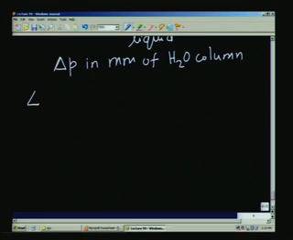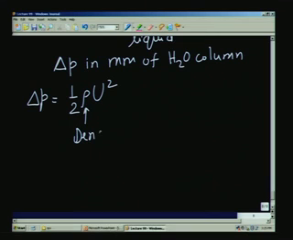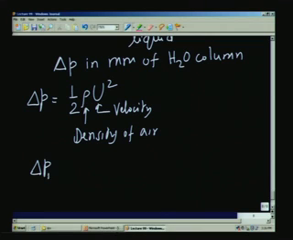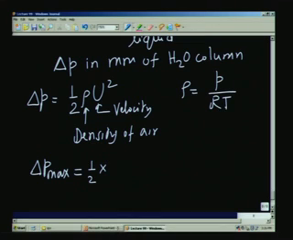This is nothing but delta P is equal to half rho u squared, where rho is the density of air, or the fluid which is flowing, and u is the velocity. All I have to do is calculate the delta P maximum and minimum. This will be half into rho of air. I can calculate it using the ideal gas relationship. So, P is 1 atmosphere.